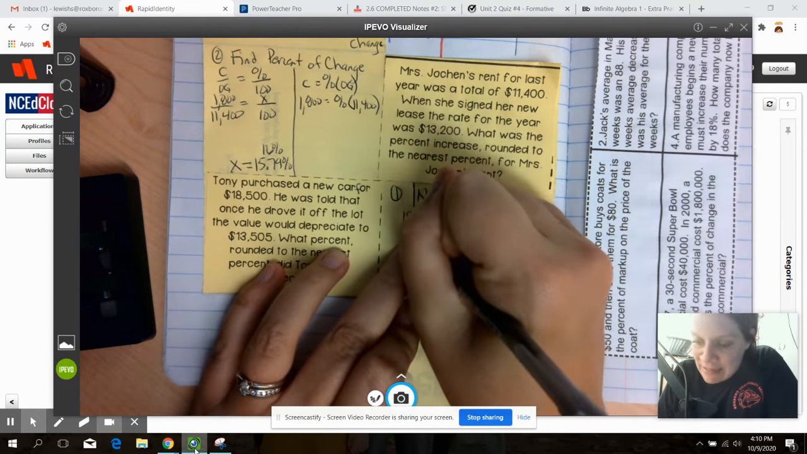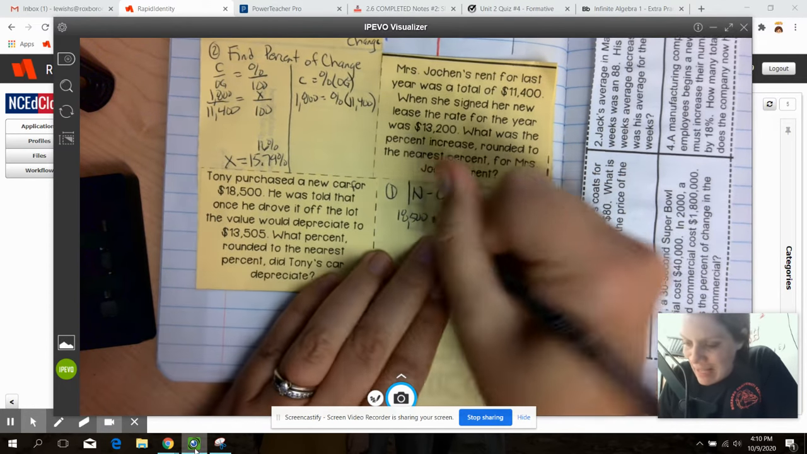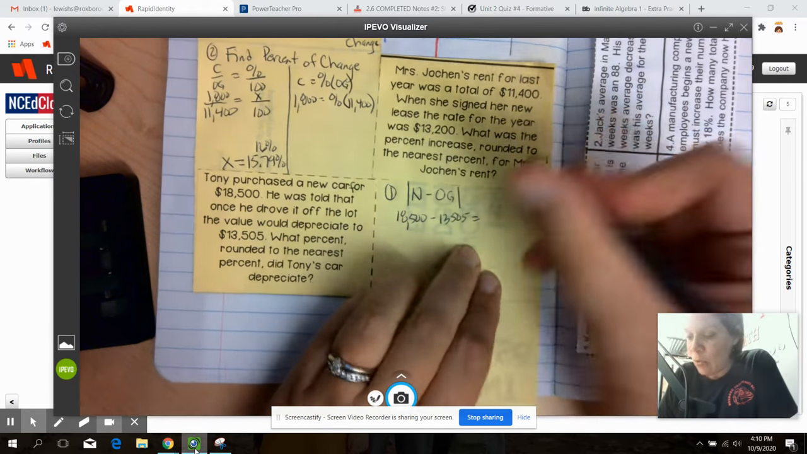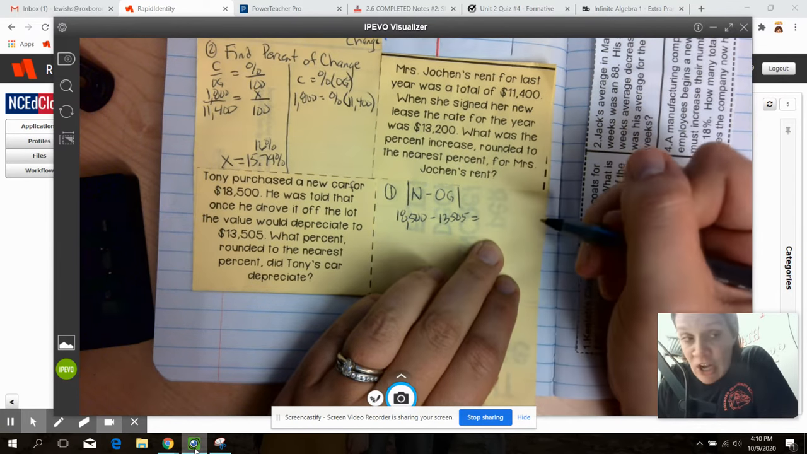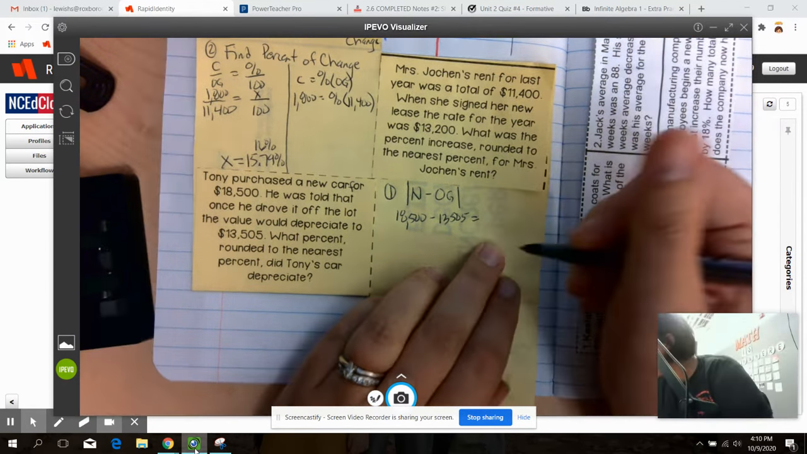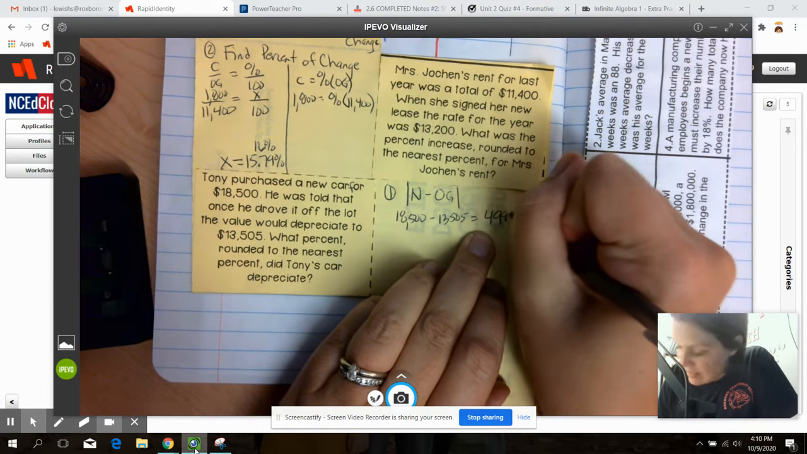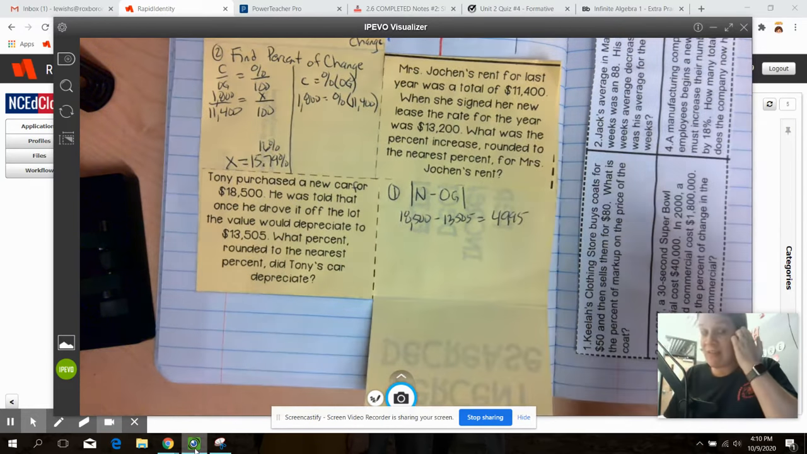So let's do 18,500 minus 13,505. That's going to equal the change. So that we just found it. It's going to be 4,995. That's going to be your change. Okay, that's the first step.